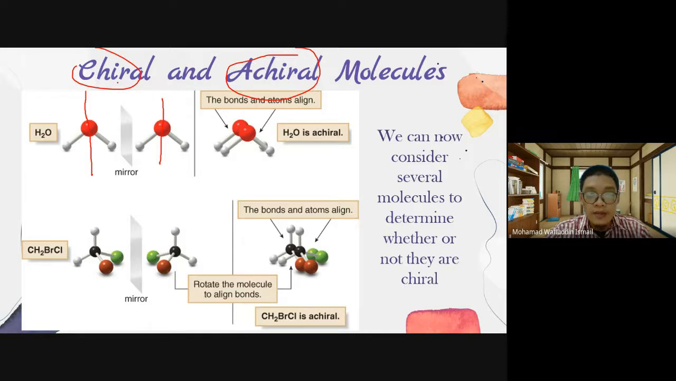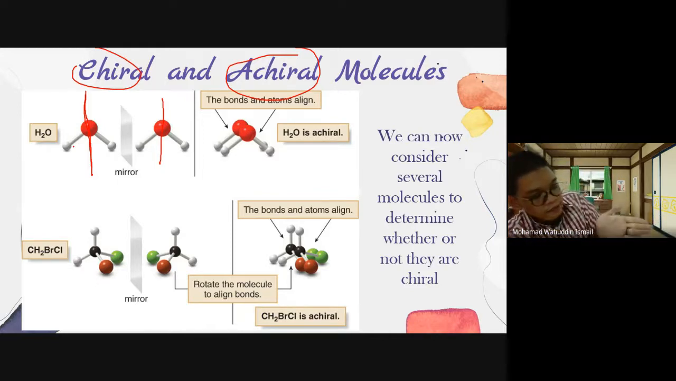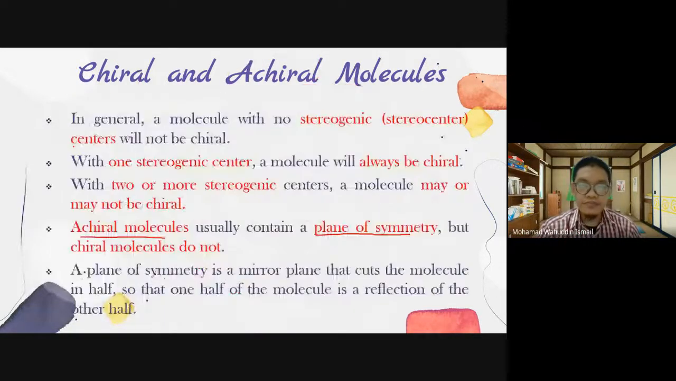For chiral, when you put the plane here, it cannot be symmetrical like this. The center here is a plane for your imagination. So when you cut in half, it can be superimposed, so it will be achiral.